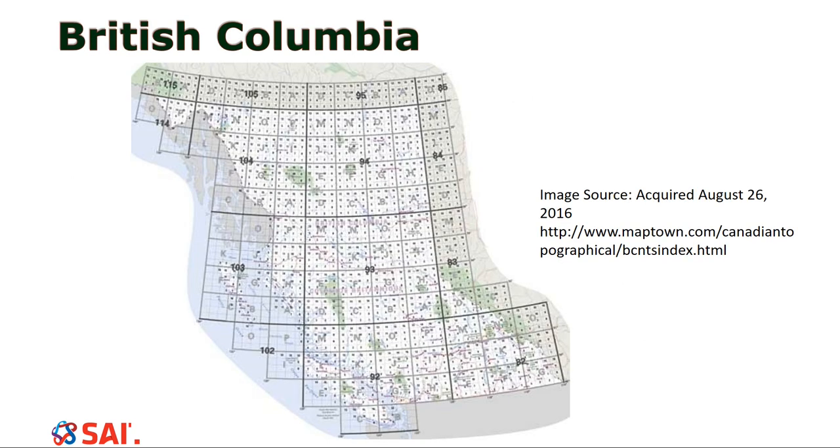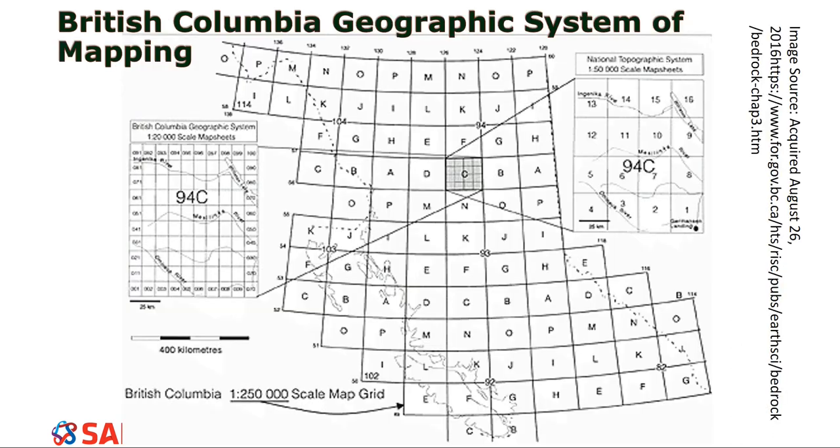British Columbia, on the other hand, has a much more intricate system. Alberta's pretty straightforward. We're kind of flat. We've got some mountains here and there, but really, we can get away with the 1 to 50,000 map. We don't need a lot of detail to go with it. BC, on the other hand, is a little bit more complicated.